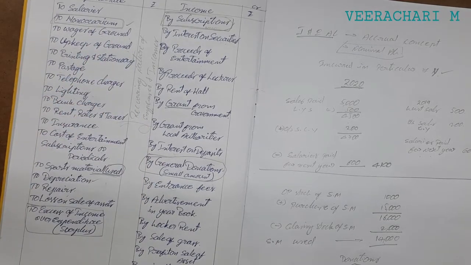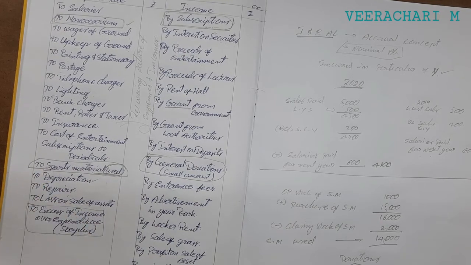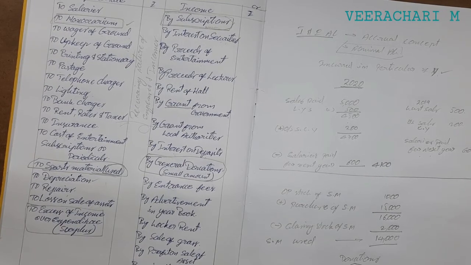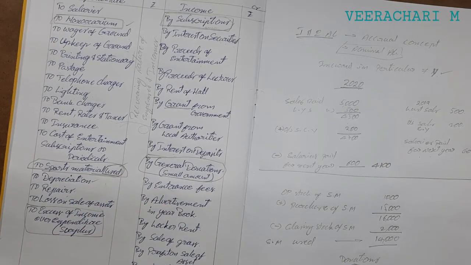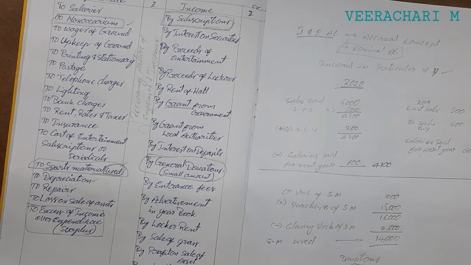And for sports material, only the used sports material amount should be written here. Same as stationery also. Opening stock of stationery plus purchase of stationery less closing stock of stationery, the remaining amount is the stationery amount used. This is the same for stationery also. That is the brief discussion about the income and expenditure account.